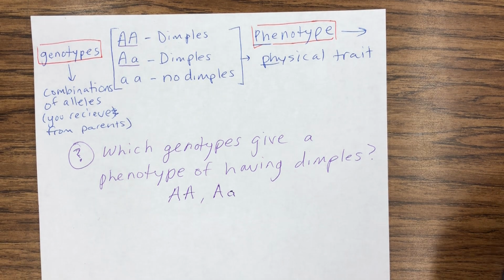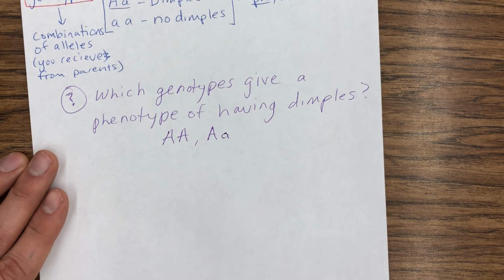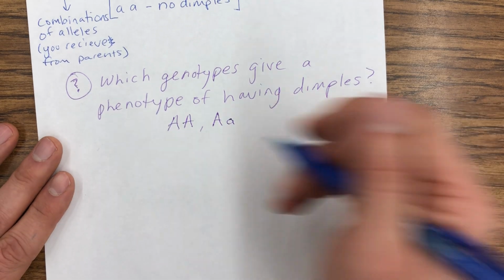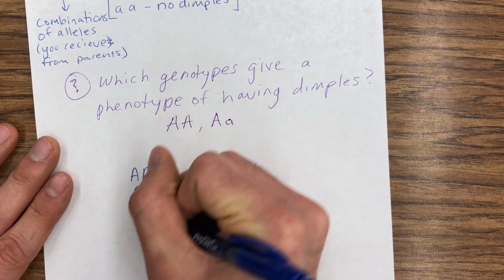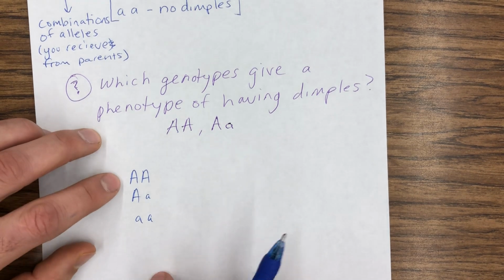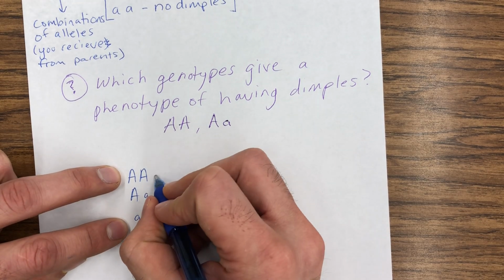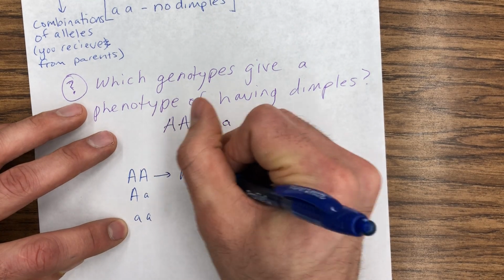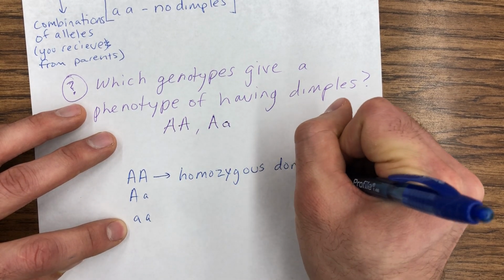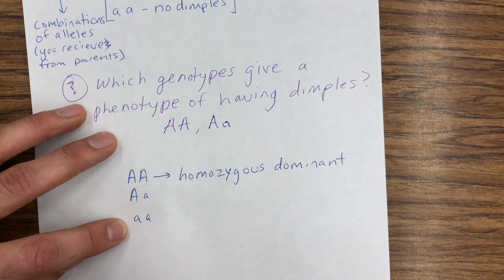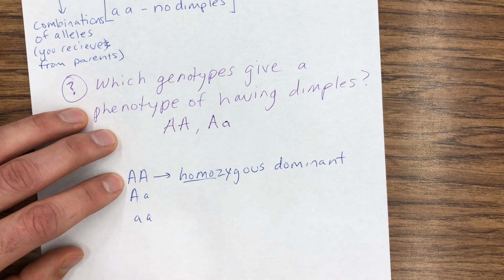On to the next part of this discussion. There's more to know about these genotypes. The genotypes of big A, little a are all called different things based on what we have together here. If we have a big A and a big A, this is called homozygous dominant. The prefix homo means same. So we have two of the same that are dominant, capital letters.